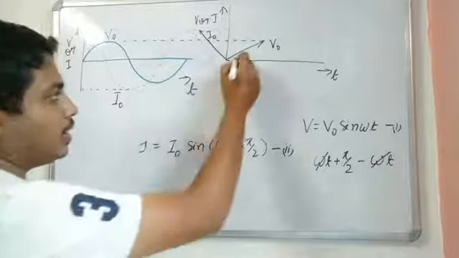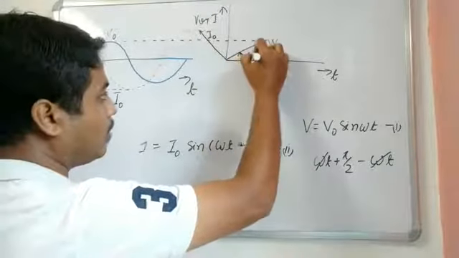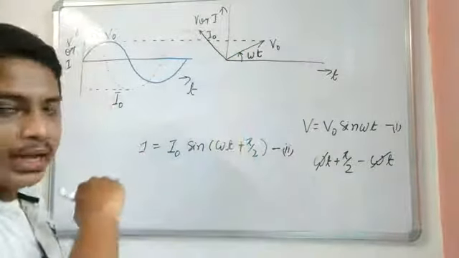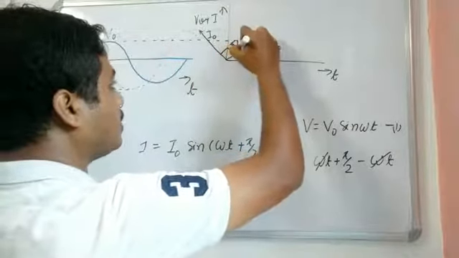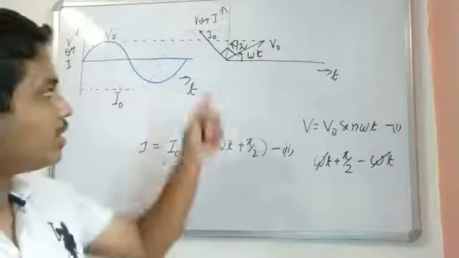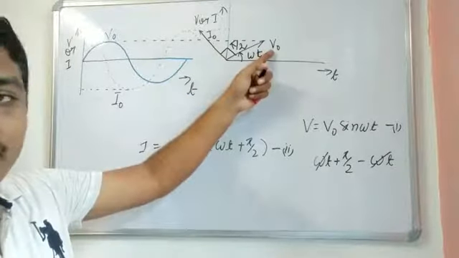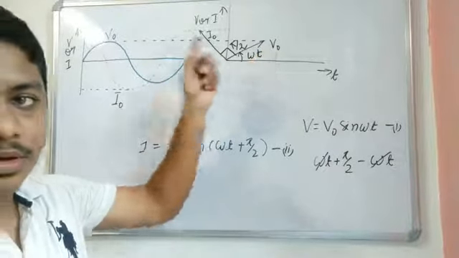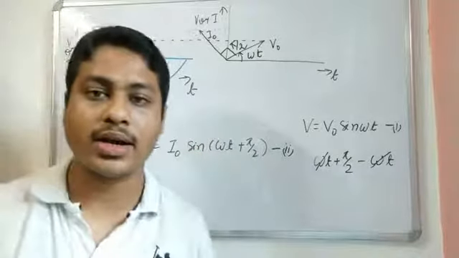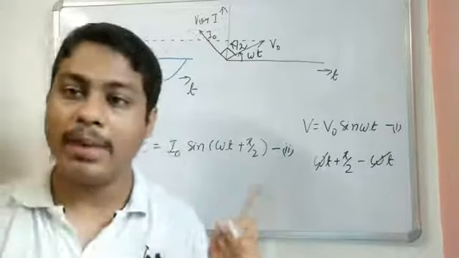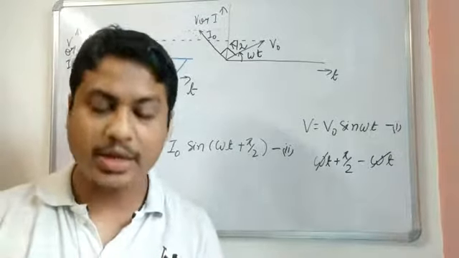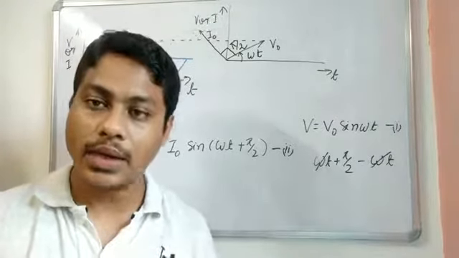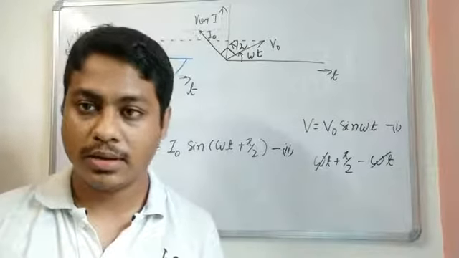Clear? Now you can see this is rotating with an angle omega t, and this you can see is having a phase difference of pi by 2. You can see the current is leading the voltage by pi by 2. So this is how we need to draw the phasor diagram for AC voltage applied to a capacitor. In the next class, we'll be discussing the AC voltage applied to an inductor. Okay, thank you.